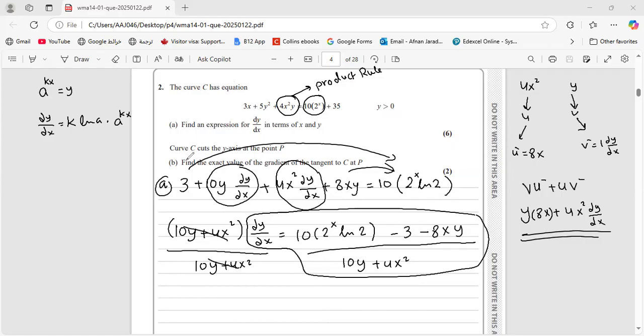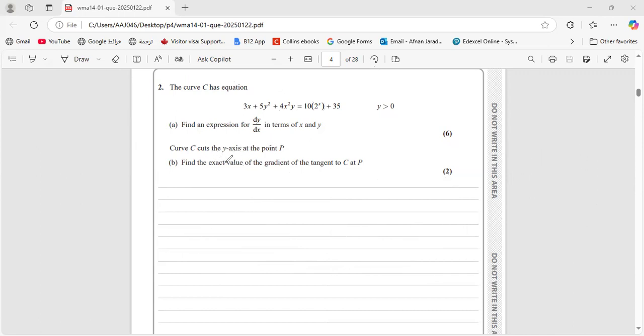Okay. Part B. Curve C cuts the y-axis at point P. Find the exact value of the gradient of the tangent to C at P. So what is the meaning of cuts the y-axis? Cuts the y-axis, so x equals 0. When x equals 0, substitute x equals 0 for each x in the original equation.